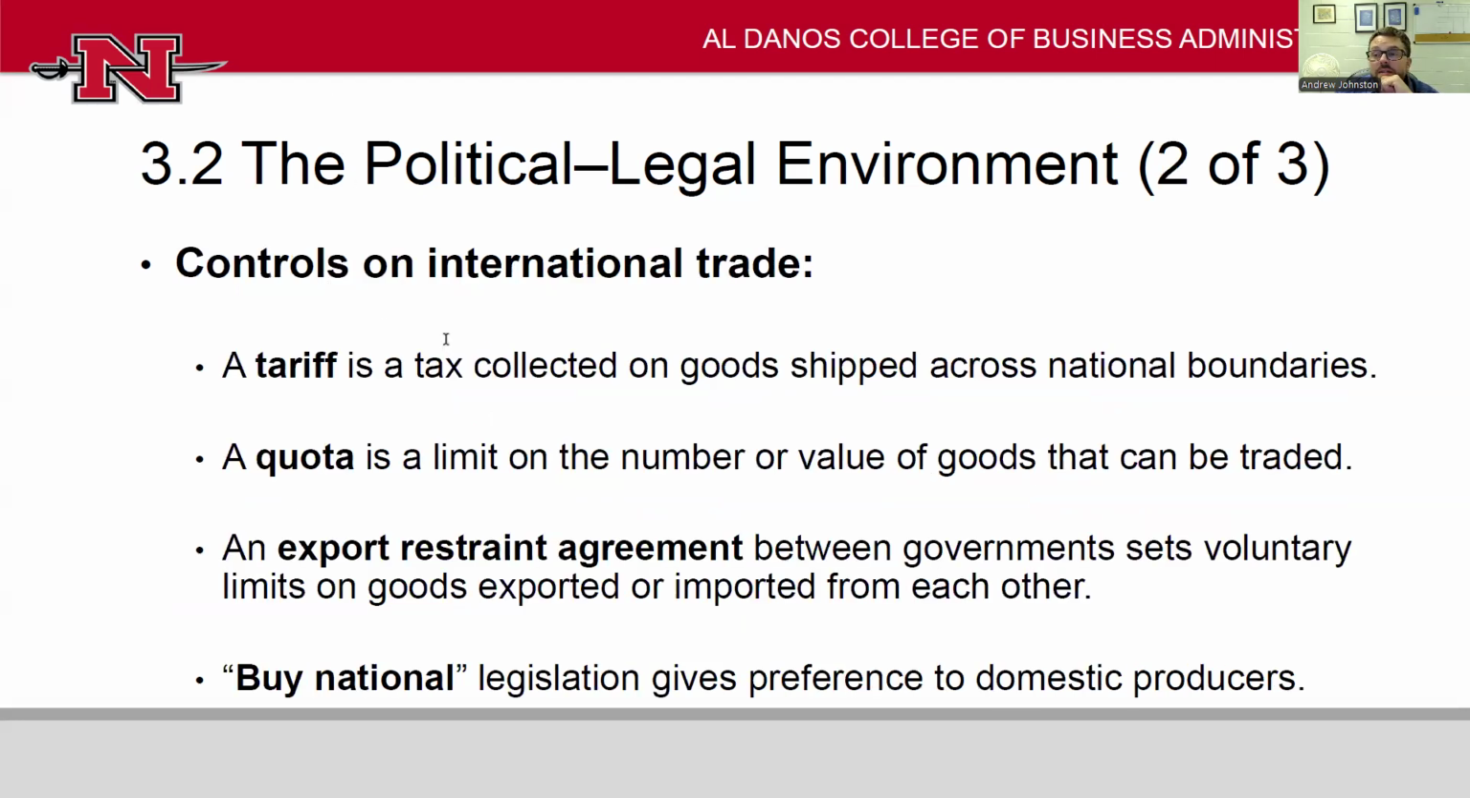Here are some different ways that international trade is controlled. You have tariffs, just a straightforward tax imposed on imported goods. A quota is just a hard limit. You're allowed to export this much into our country, and then that's it, right? You hit your quota, that's it.